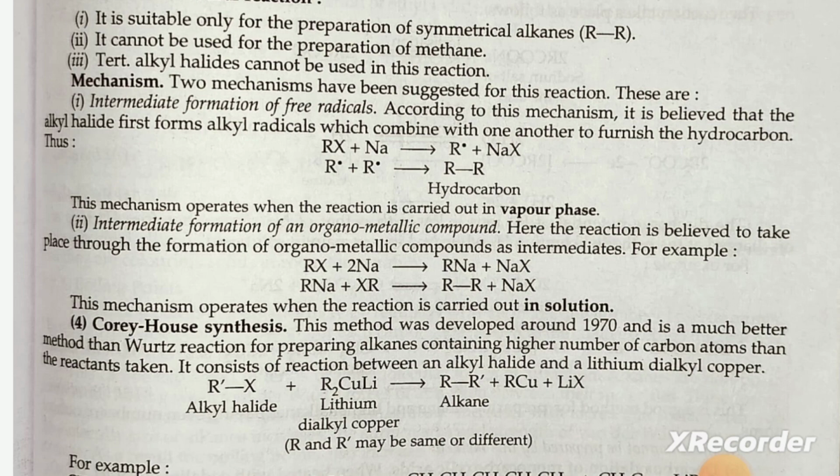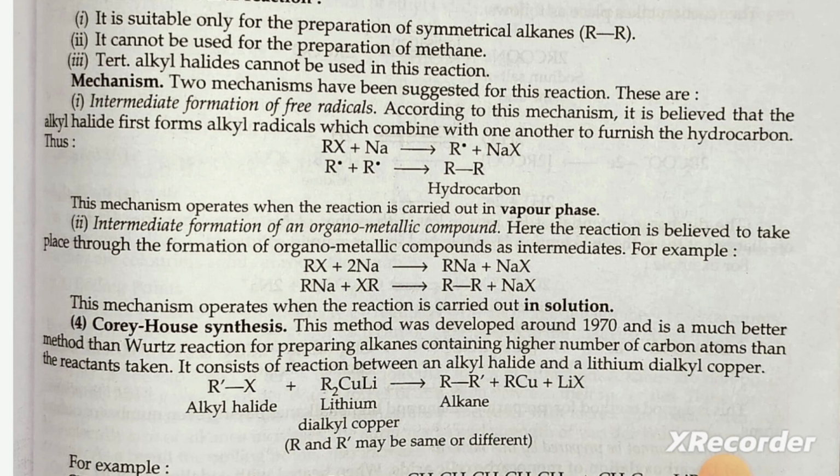Second, intermediate formation of an organometallic compound. Here the reaction is believed to take place through the formation of an organometallic compound as intermediate. For example, R-X plus 2 sodium gives R-Na plus NaX. R-Na plus X-R gives R-R plus NaX. This mechanism operates when the reaction is carried out in solution.